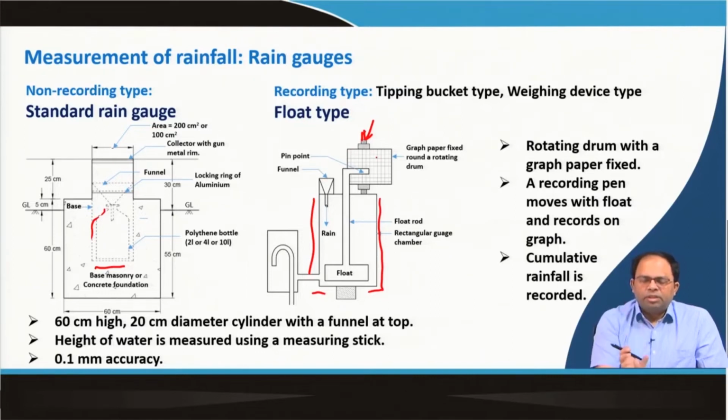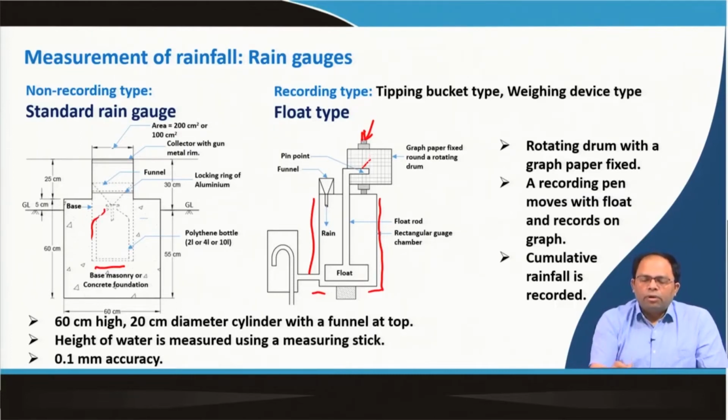The graph paper is fixed onto the cylinder, which rotates, and this arm goes up because of the float. There is a recording pen fixed over here, which gradually moves up as the float rises. Because the cylinder is also rotating, you will see a change in the height of this line, and you can understand the intensity of rainfall.